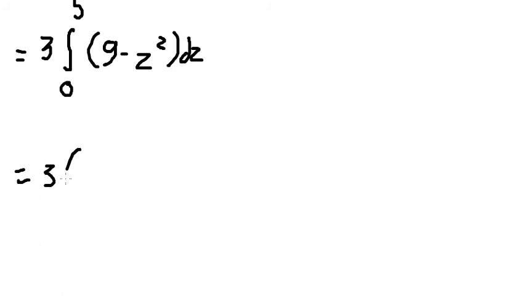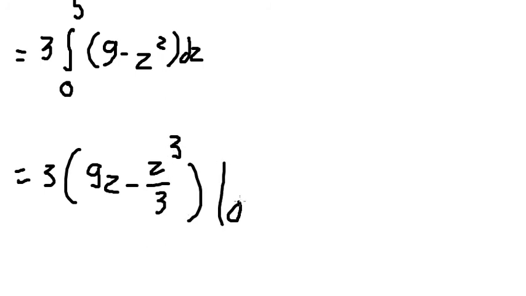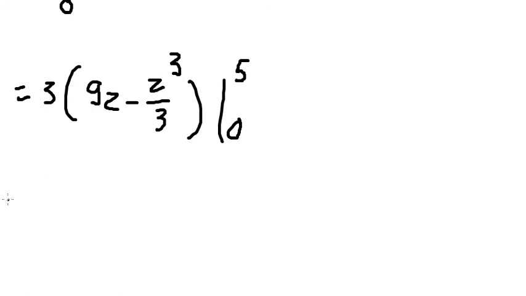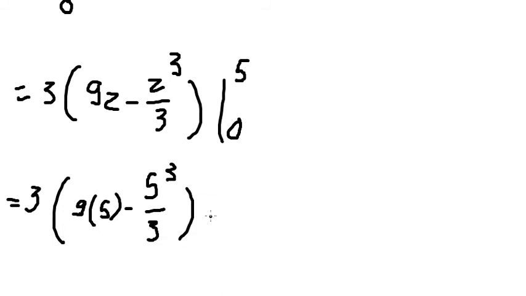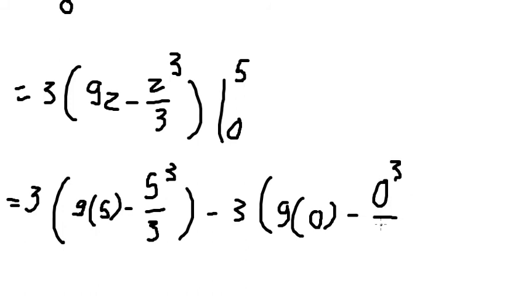The integration of number 9, we have 9z. The integration of z square, we have z to the power of 3 over 3. And I will put the bounds from 0 to number 5. And now we have the final answer. So we simplified and you got number 10.